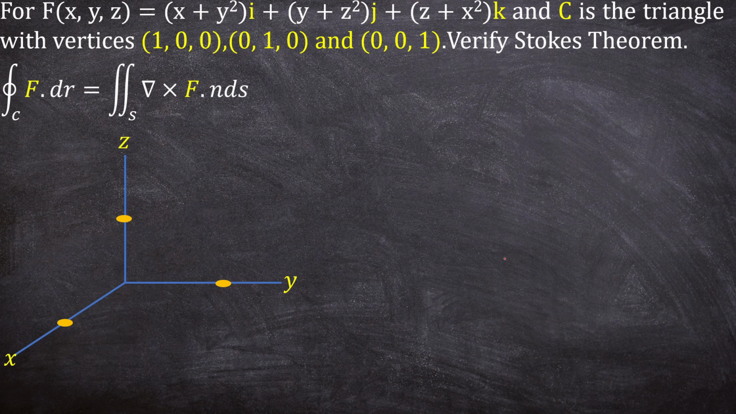Okay, so (1, 0, 0). That means we're going to move by 1 point from the origin along the x-axis, right? And for z and y, it's going to be 0. Then (0, 1, 0). That means we're going to move 1 point from the origin along the y-axis, and we're not going to move any point along the x or z axis. Okay, then (0, 0, 1). That means we're going to move upwards from the origin by 1, right? Okay, so I'm going to put the coordinates. So this is (1, 0, 0). This is (0, 1, 0). And this is (0, 0, 1).